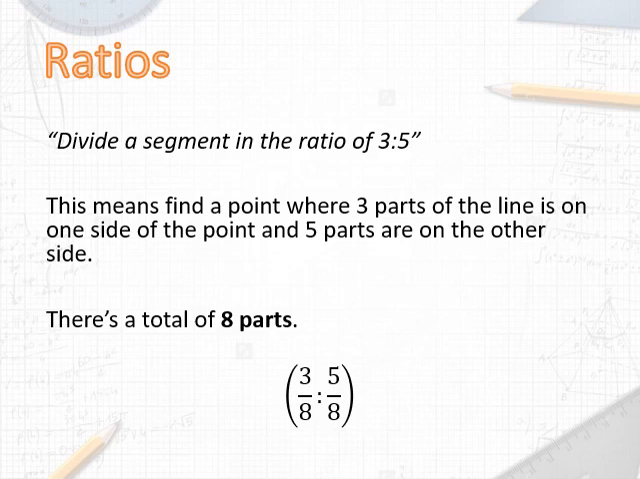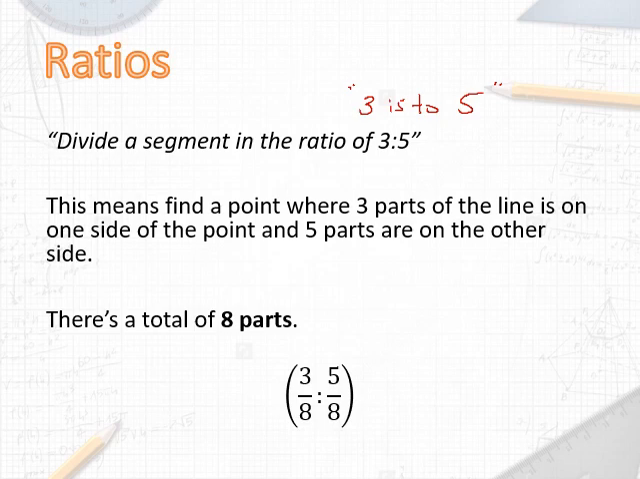Divide a segment in the ratio of 3:5. So 3:5. What does that mean? It means 3 is to 5. So that's how you would say that. So divide a segment in the ratio of 3 is to 5. What does that mean? It means that you are going to divide something up where 3 parts go to one allocation, 5 parts go to another.